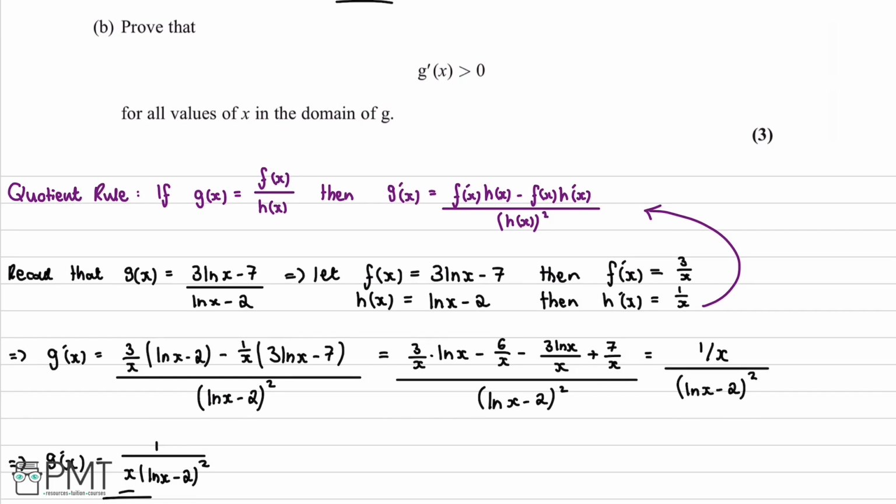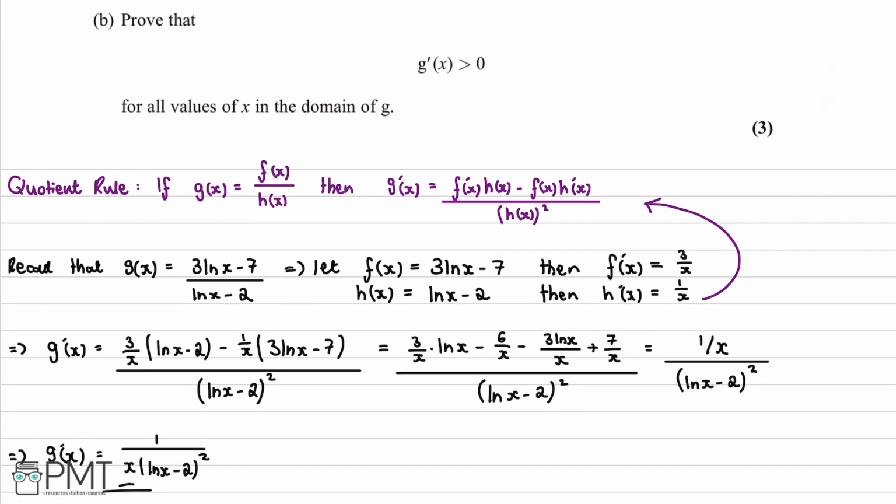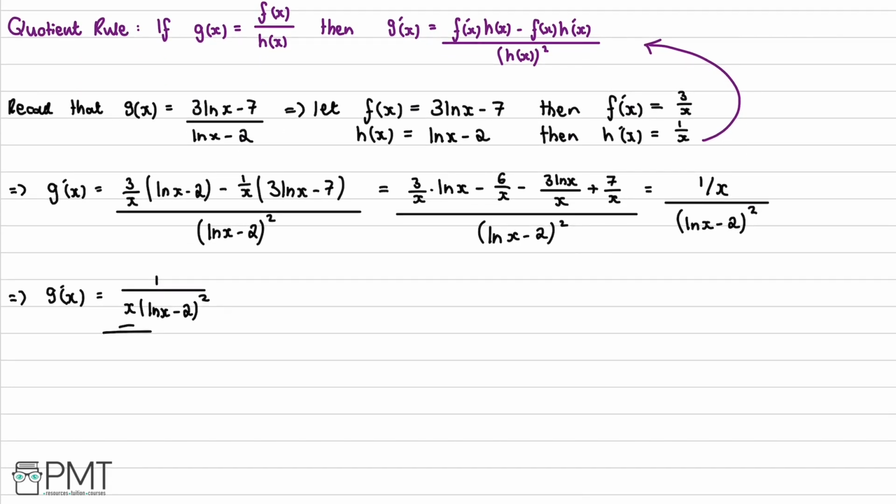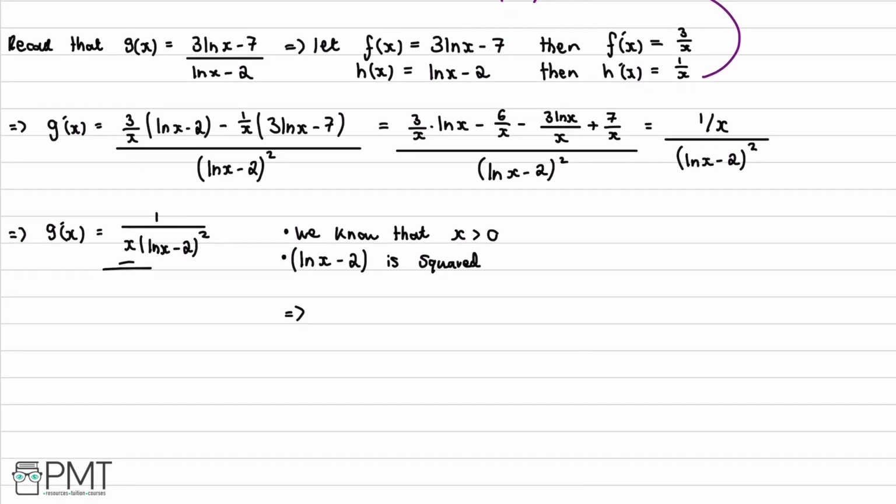So we look back to the question, and we were asked to prove that g dash x was greater than 0 for all values of x in the domain of g. So we notice two things here. We know that x is always greater than 0, and we also know that our other term is squared. So we have that ln x minus 2 is squared. Therefore, from this we can conclude that the denominator is always positive, and thus g dash x will always be positive. And therefore we've completed this question.